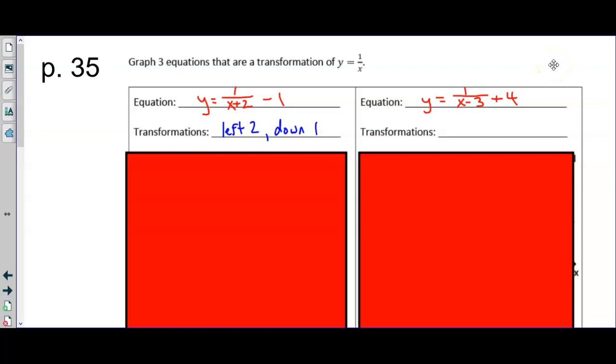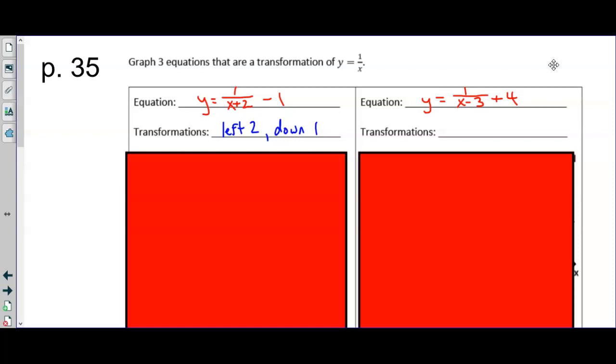All right, so for today, let's pick up where we left off yesterday. We were in the middle of section 4.2.1, and we have some rational functions here. Page 35 does not have any equations given to you. They're all transformations of the equation y equals 1 over x.